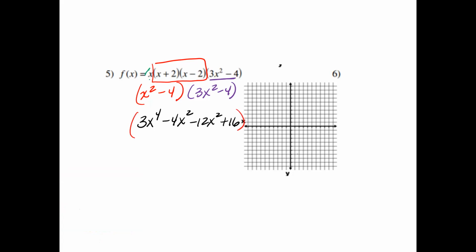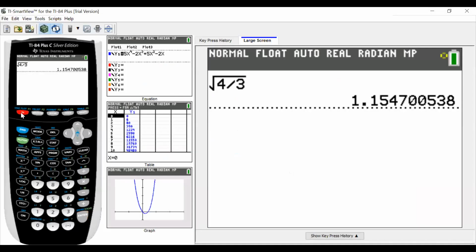But then don't forget your x right here on the outside. So we're going to multiply that in, and then you just have one extra x. So 3x to the 5th, 4x to the 3rd, 12x cubed, 16x. And this is what you're going to be graphing, okay? So then I'm going to take our graphing calculator. I'm going to switch this over to this one here. I'm going to go to y equals.